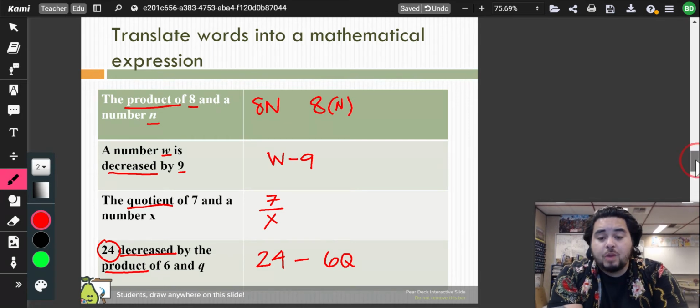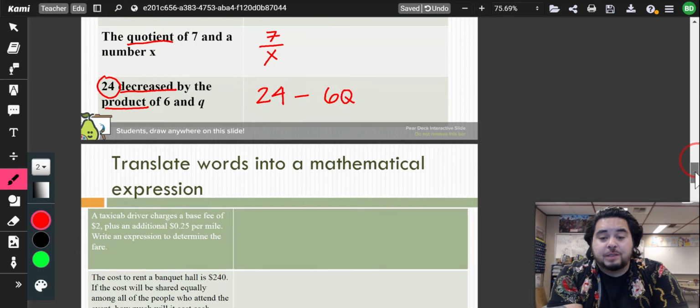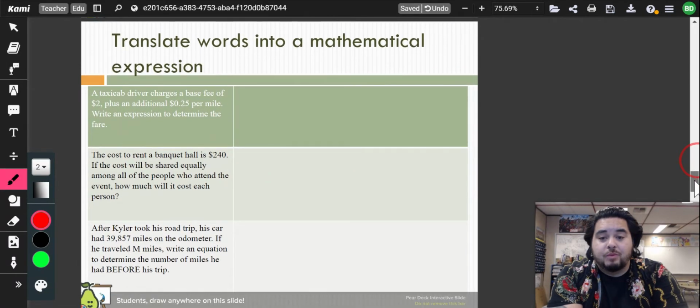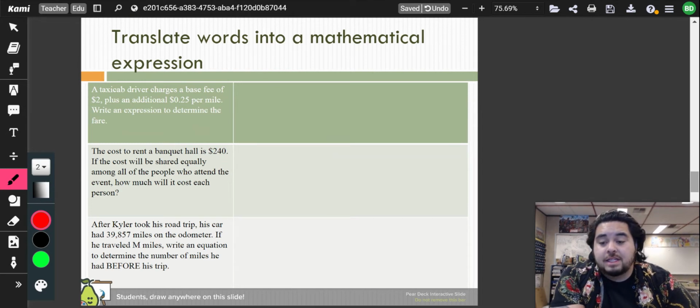Okay. We're going to look at just a couple more examples. The last examples were very explicit. They had words in there that were really easy to tell what kind of mathematical operation we're going to use. These are more real-world based. We're looking at a situation here, and we're going to turn it into a mathematical expression. So number one, a taxi cab driver charges a base fee of $2 plus an additional 25 cents per mile. Write an expression to determine the fare.